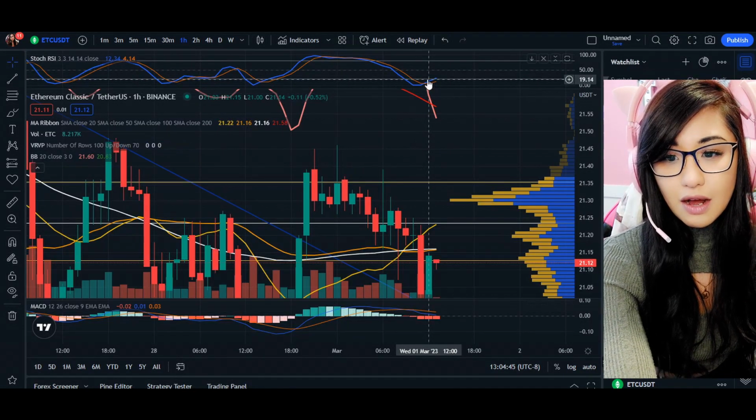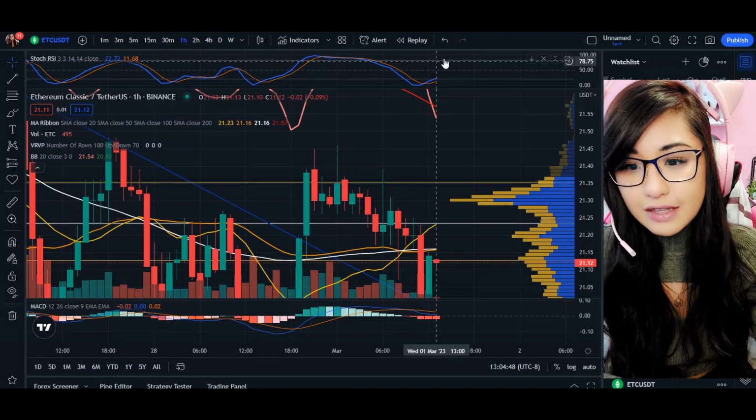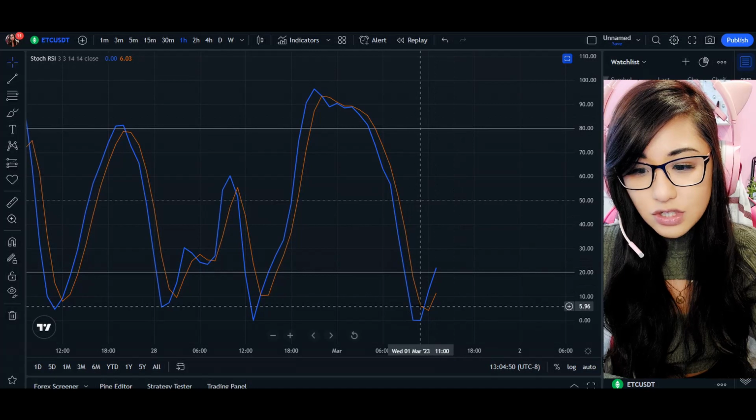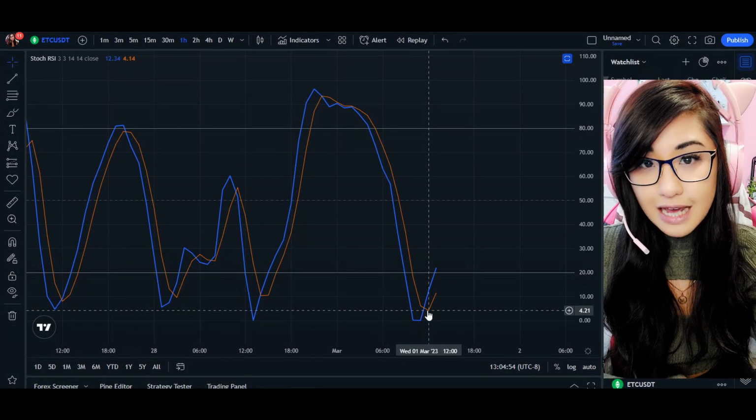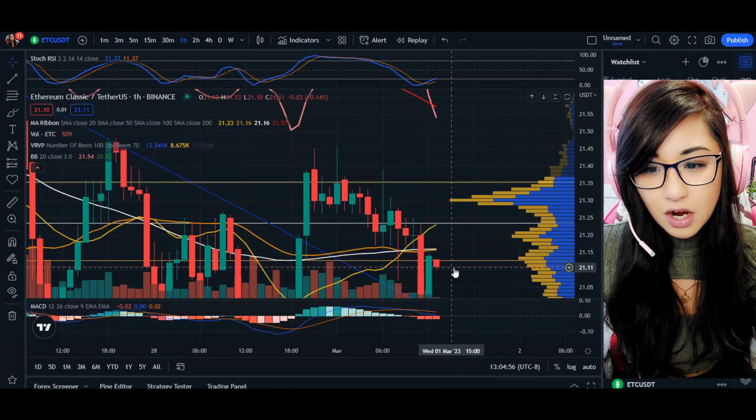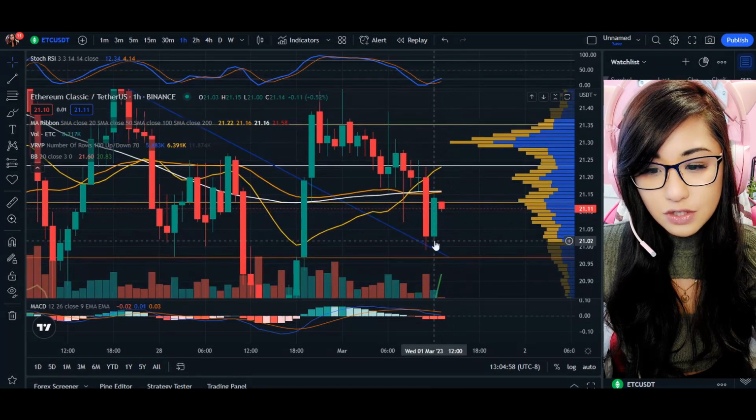Now, our stock RSI indicator at the very top here, our K line did switch over in an uptrend, and it crossed over our D line, which did initiate that buying opportunity in the spike of this green candle.